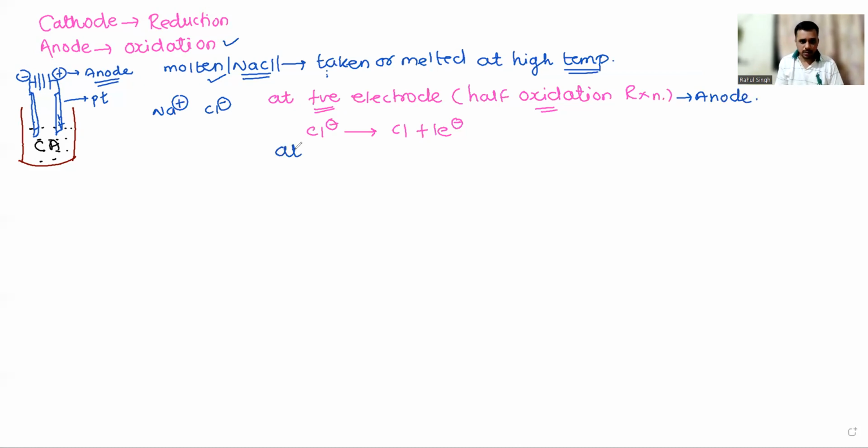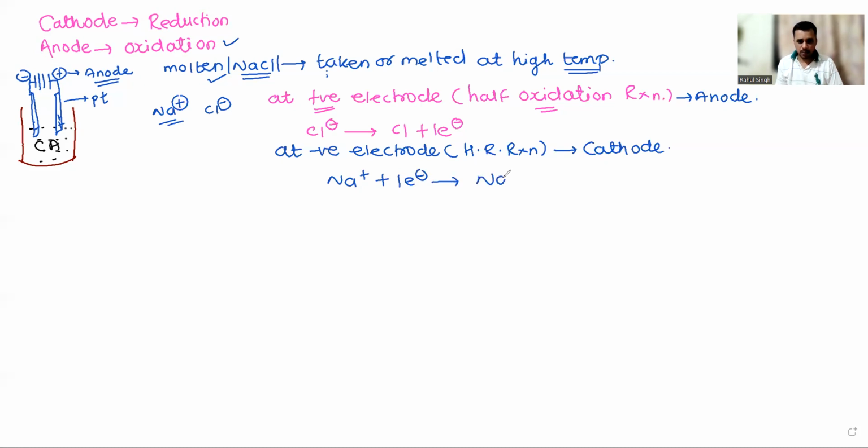And at the negative electrode, there will be a half reduction reaction. It will be called the cathode. This part will be termed the cathode. So at the cathode, Na plus will take one electron and convert to Na over here. So this is basically a half reaction.